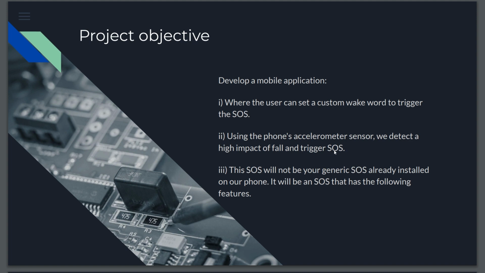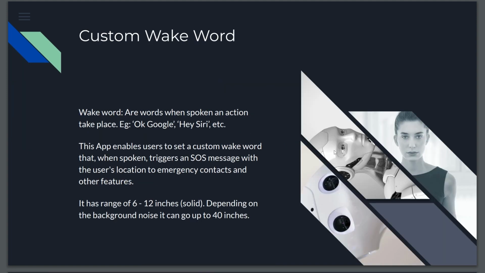So what is a custom wake word? A custom wake word is any word that, when spoken, makes an action take place. For example, if you have an Android phone or an Apple iOS phone and you say okay Google or hey Siri, the voice assistant starts running on the mobile. Using that same logic, you can set any custom wake word and trigger an SOS alert.